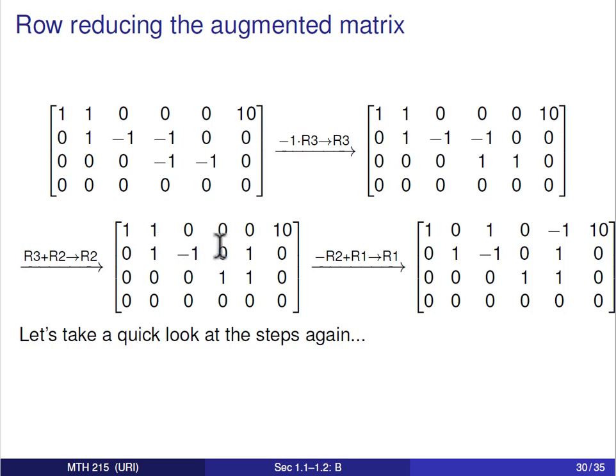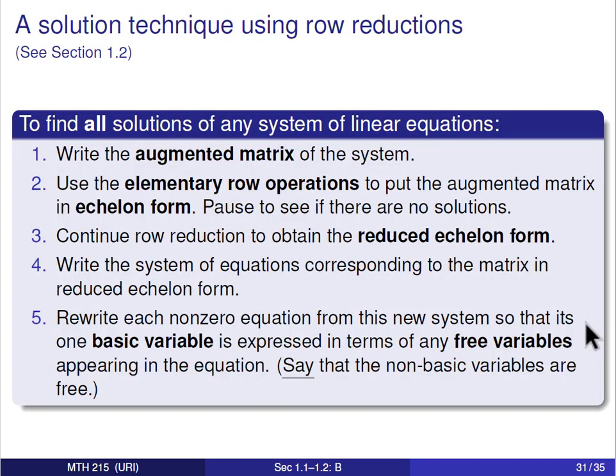So adding row 3 to row 2 gives us this result. Then, taking a look at the pivot position here in the second row, I need a 0 above it. So I'm going to take -1 times row 2 and add that to row 1. And when I do that, I'm going to end up with a 1, 0, 1, 0, -1, 10 as the entries in my new version of row 1. At this point, we have gone ahead and put our matrix in reduced echelon form. So that's the first 3 steps of our technique. Let's take a look at those steps again.